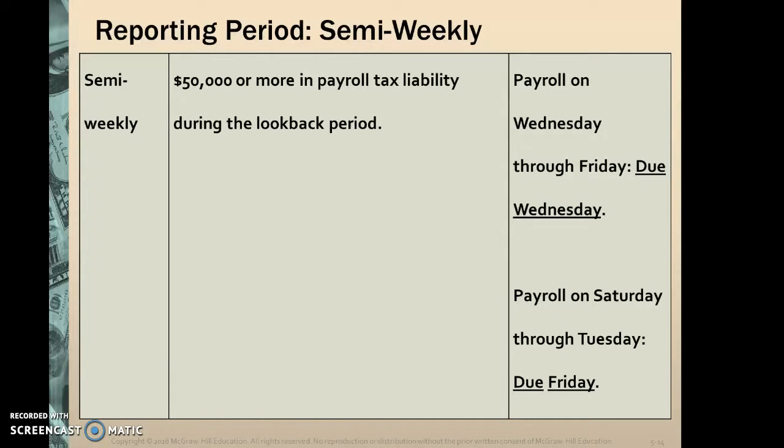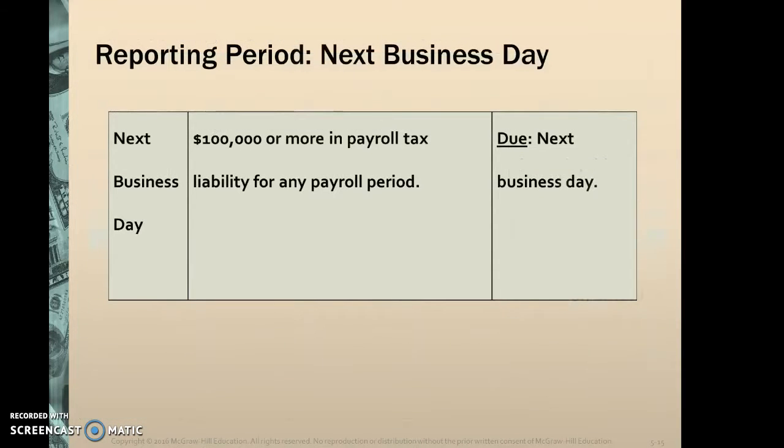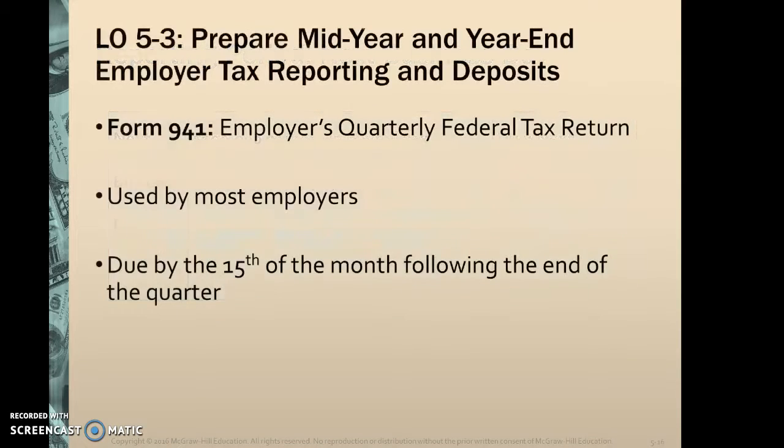Semi-weekly, if it's $50,000 or more in payroll tax liability, and the payroll is on a Wednesday through Friday, it's due on that Wednesday. If the payroll is on Saturday through Tuesday, it's due on that Friday. The next business day, $100,000 or more in payroll tax liability, is due the next business day. So just be aware that it is not the same for each payroll period. It just depends how the organization pays.